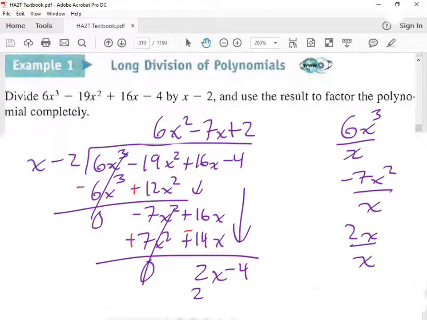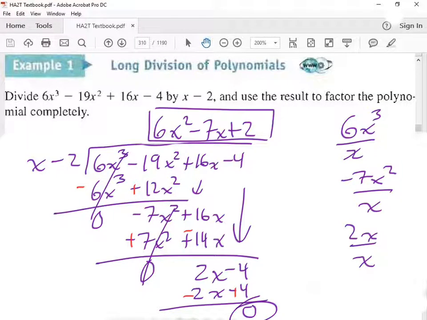I go 2 times x, which is 2x. 2 times negative 2, which is negative 4. I change the signs. I add them together. And in this case, we get a 0, which is cool. Whenever we get a remainder of 0, that means that this guy, x minus 2, is a factor of this. So if we were to factor this all the way, x minus 2 would be one of those factors. So this is our answer.